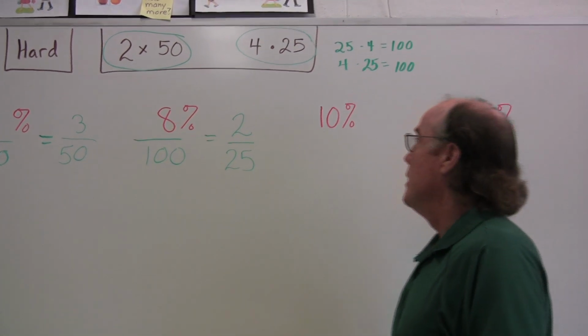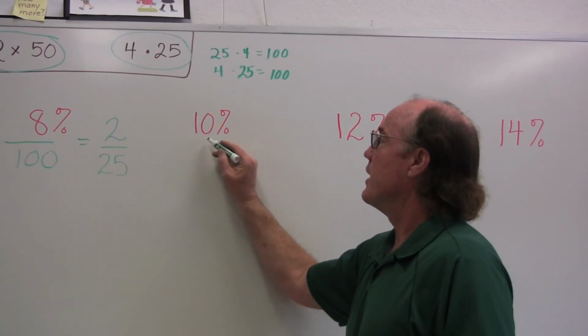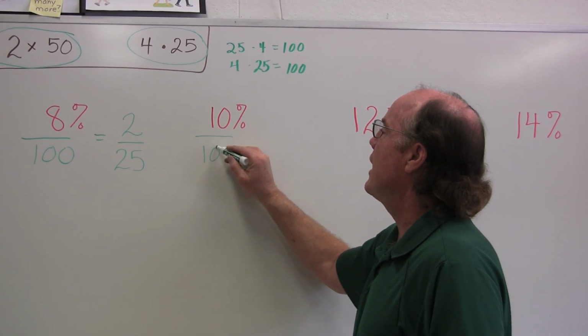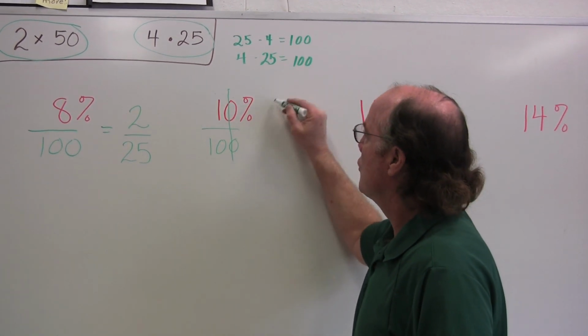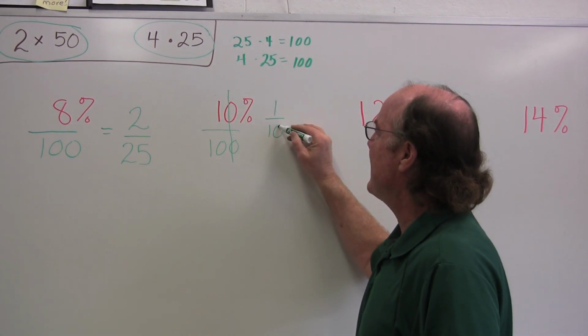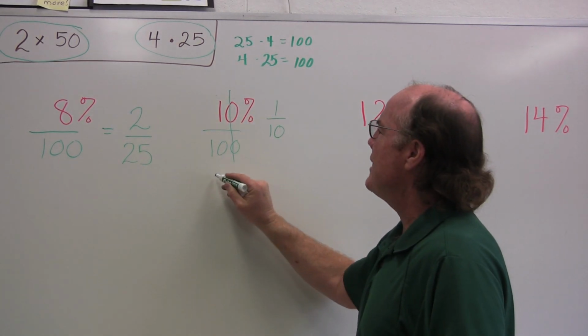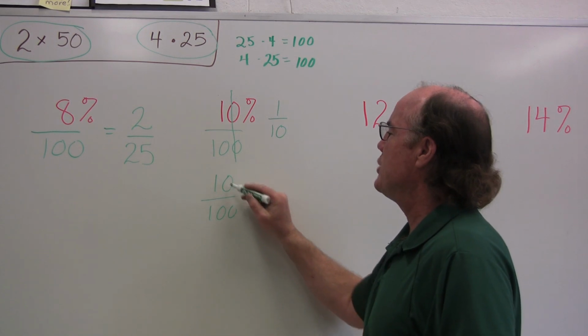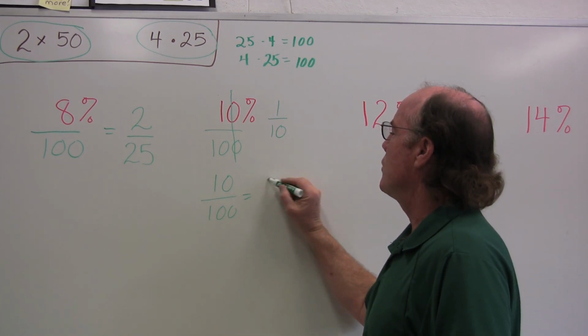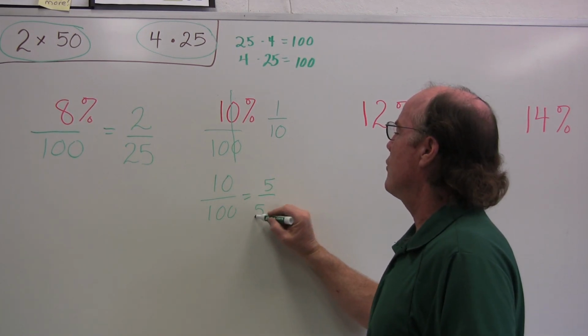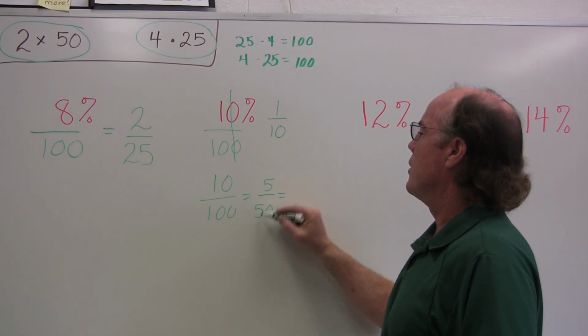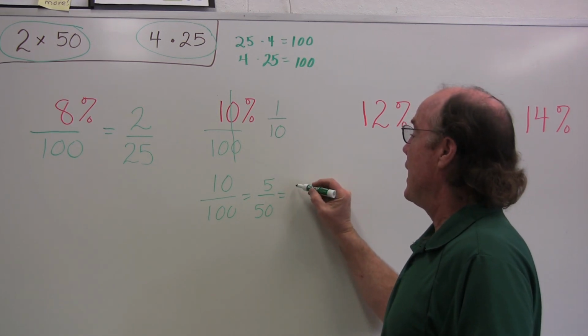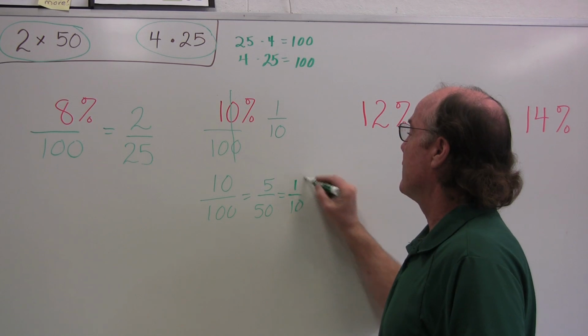Okay? Now if we go to 10%, we already have a rule for this. 1/10. But let's just see, if we would have done it 10 over 100 and divided this by 2, we would have got 5 over 50. And if we would have reduced that by 5s, we would have got 1/10.